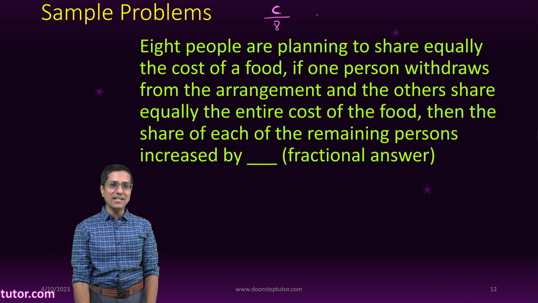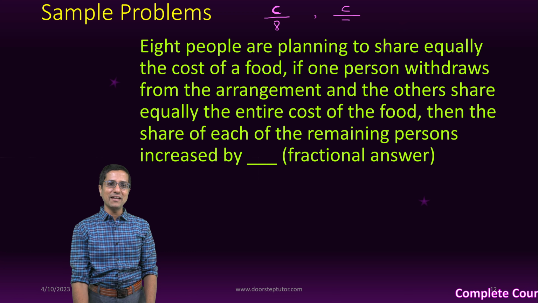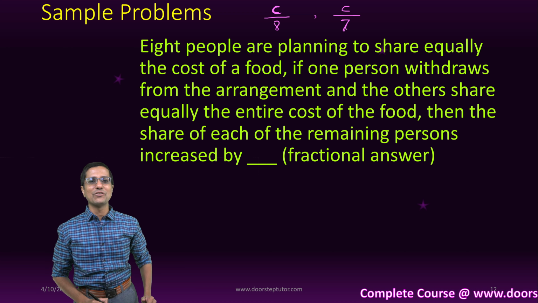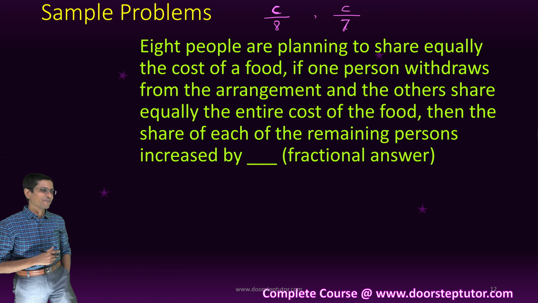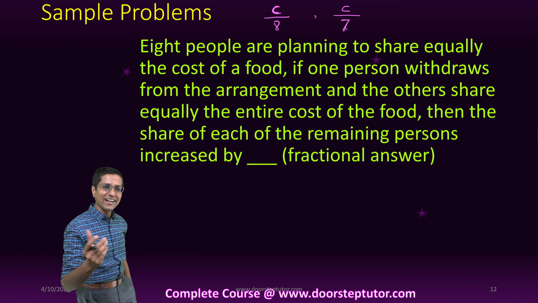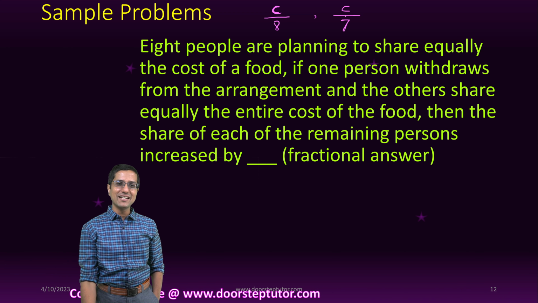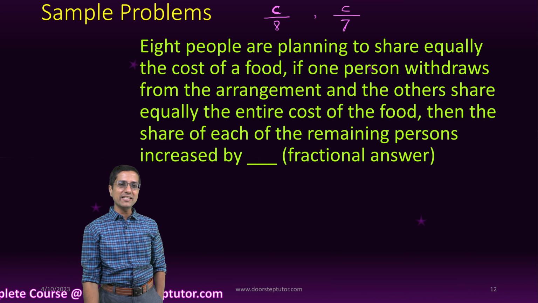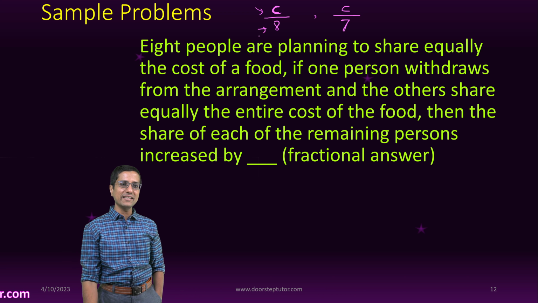So ultimately what happened was that instead of 8 people, there were only 7 people left to pay. Okay, so there was a freeloader, if you want to say it like that. So basically this is what happened. So ultimately they had to pay, right? So notice that this C by 8, okay, that is another thing you have to understand.